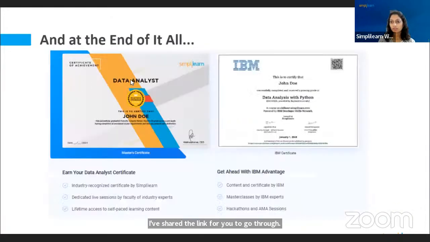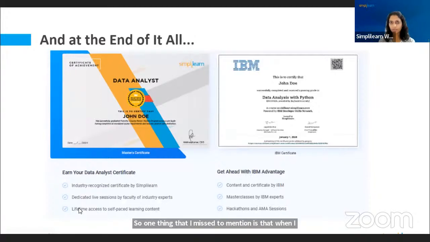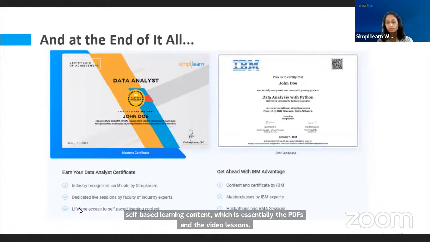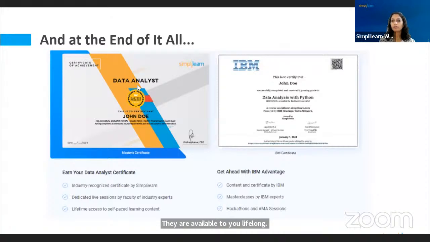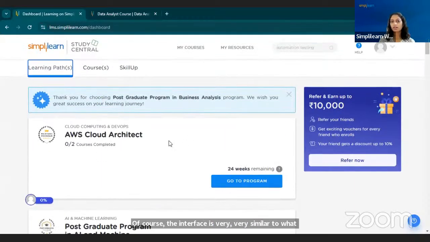Now, this is the certificate that you receive from Simplilearn. And this is the certificate that you receive from IBM for IBM-specific courses, right? One thing that I missed mentioning is that when I mentioned live classes and self-paced learning content, the self-paced learning content, which is essentially the PDFs and the video lessons, is available to you lifelong. You get the access through a learning management system. Of course, the interface is very similar to what you see here, not exactly for the course that I'm talking about, but you will have access to the course and the learning module in a similar setup.